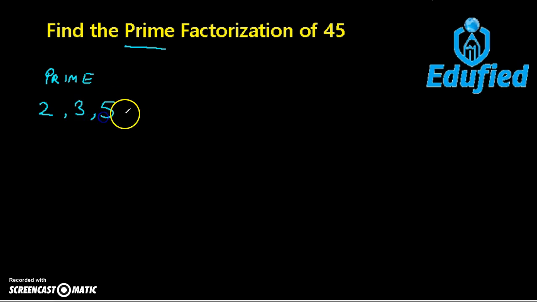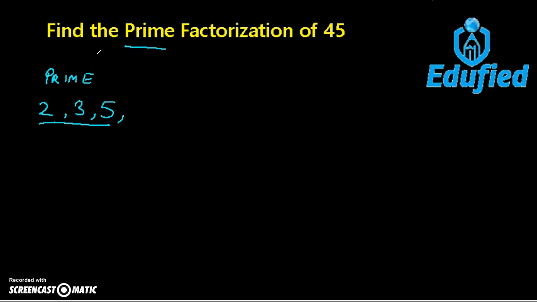5 is a prime number. 6 is divisible by 3 and divisible by 2. There are no even numbers which are prime except 2. And you can watch the entire video on prime numbers. Now we'll do prime factorization.